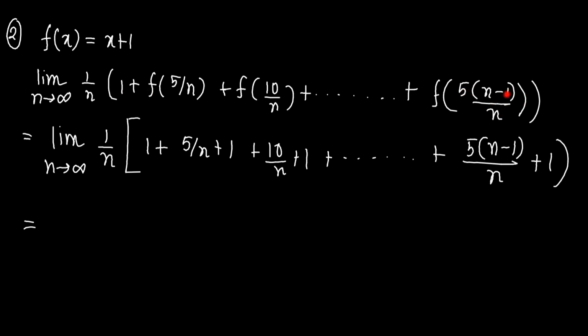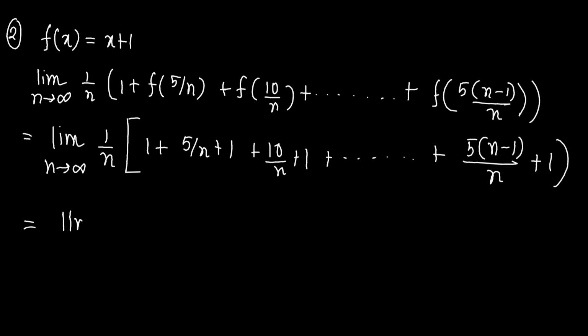Okay, so if we put f of 5 by n, here it will be 5 by n plus 1, then 10 by n plus 1. So excluding this first one, how many ones are there here? Here will be n minus 1 ones. You can understand this. That is excluding this one, from f of 5 by n onwards, we have n minus 1 ones, because there are n minus 1 terms. So here n minus 1 ones and another one is there at the first. So n minus 1 ones plus 1, that is n ones we have got.